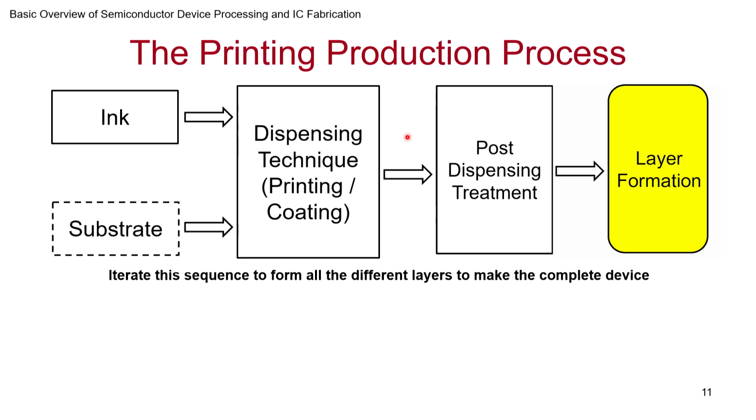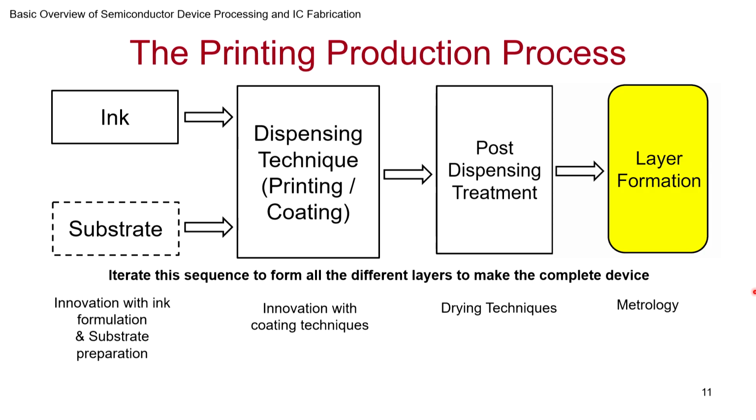Now once you do one film, you can iterate the sequence to make the complete device. A device is essentially a combination of thin films in many situations. Now if you look at it, innovation in ink is the key. The ink is the key aspect, okay? And of course, substrate preparation, depending on what substrate you are using.